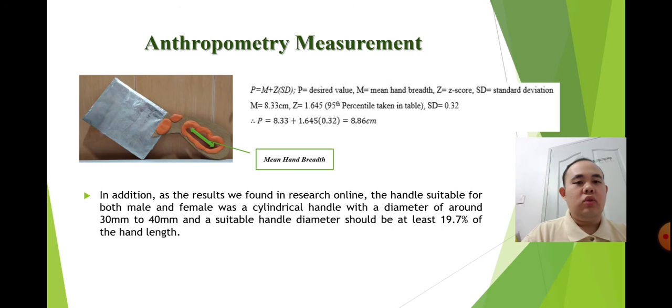After we sub in the values into the formula, P equals M plus Z times SD, we can get a desired value of 8.86 cm. Therefore, we should design the hand breadth as the value 8.86 cm on our knife handle. In addition, we found results in research online. The handle suitable for both male and female was a cylindrical handle with a diameter of 3 cm to 4 cm, and a suitable handle diameter should be at least 19.7% of our hand length.